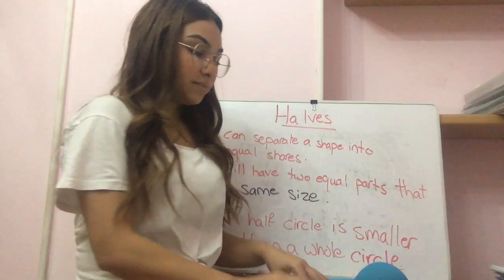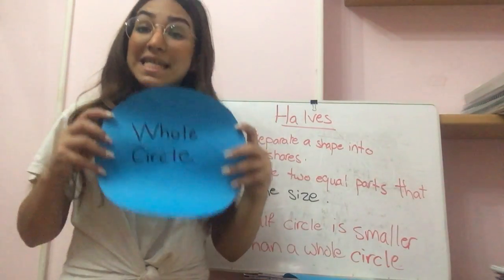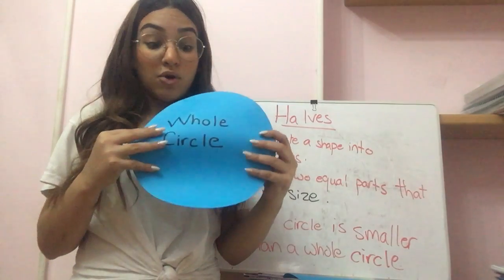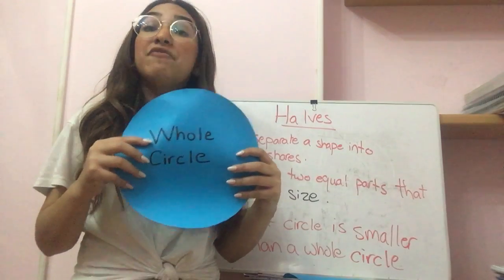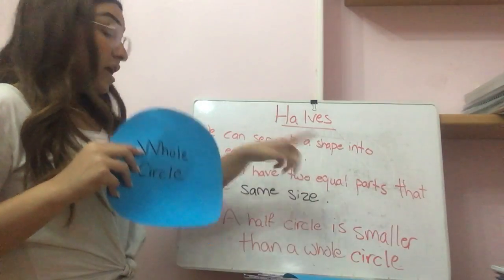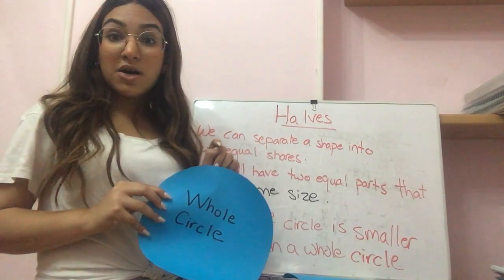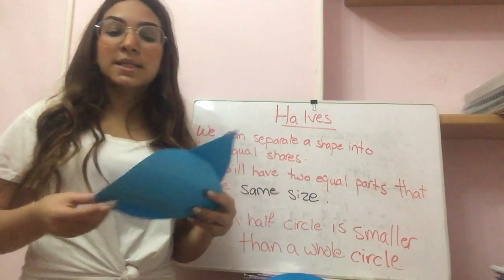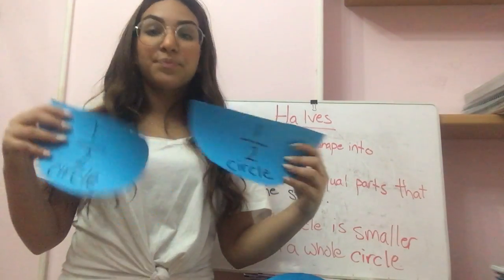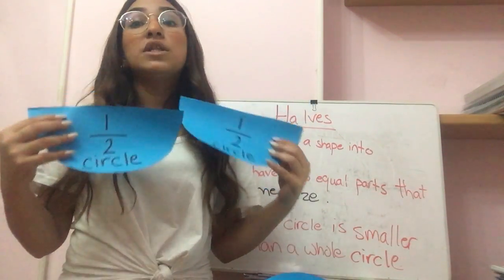Let's have a look at this one. This is a circle. This is a whole circle. If I separate this circle into two equal shares, what am I going to get? I'm going to get these two halves. So these two equal halves make one circle.